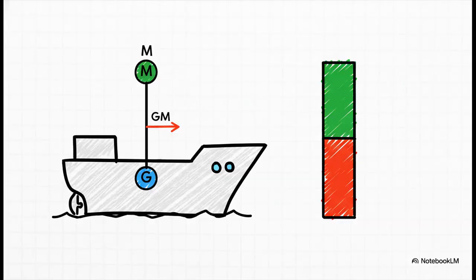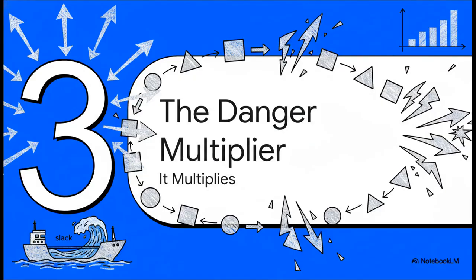And this is the most important thing to get. This virtual change has a very real, very dangerous effect. Every single inch of that stability margin that gets lost makes the ship that much less stable and that much more vulnerable to capsizing. But it gets worse. See, the danger from this effect doesn't just add up, it multiplies.